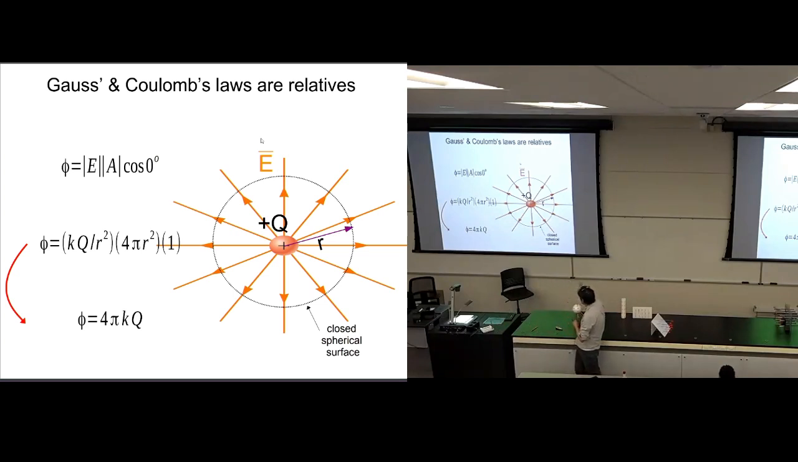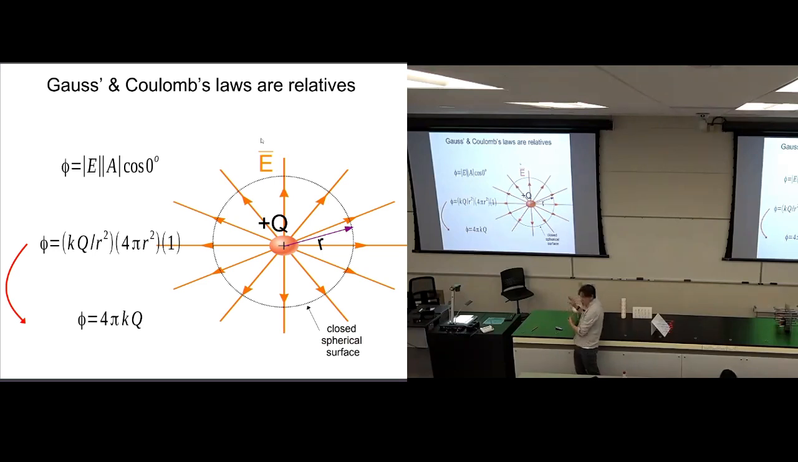So I'm thinking about a charge here. It creates an electrical field surrounding the charge. We picture that as field lines. It's a source of electrical flux. We've discussed that. And I'm picturing the electrical flux through this surface here, this spherical surface surrounding the charge.